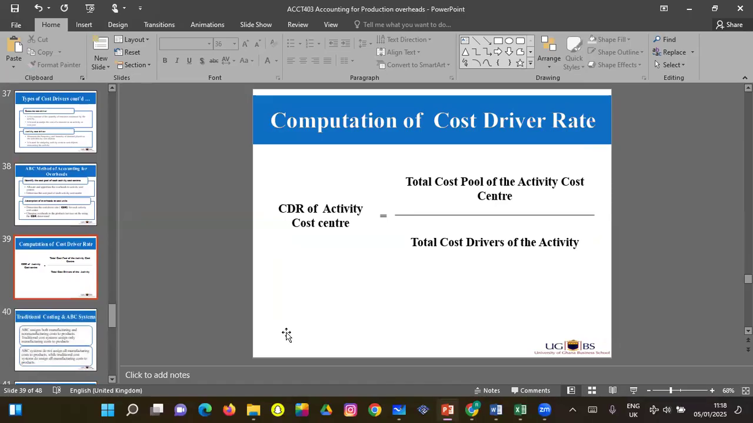So you see the CDR rate basically looks like the overhead absorption rate, right? But here, each and every department will have its different overheads. For the traditional one, one overhead rate is given for all the departments, but for ABC, each and every department will have its own overhead absorption rate. So that will be used for the CDR. The CDR formula is the total cost pool of the activity cost center divided by the total cost driver of the activity.